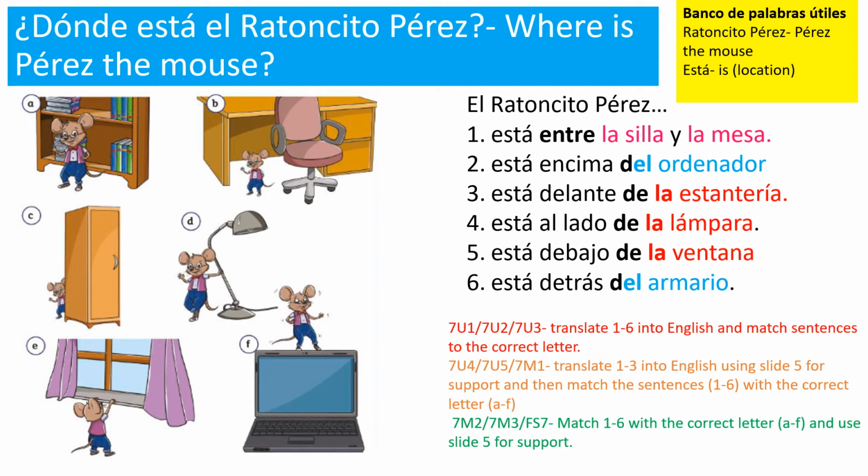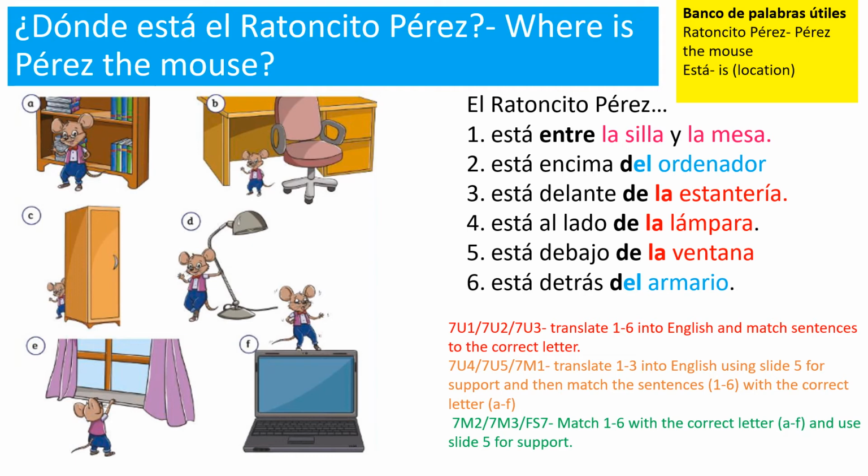7 upper 4, 7 upper 5, 7 and 1, you translate 1 to 3, using slide 5 for support, and then you can match the sentences 1 to 6 with the correct letter A to F. So for example, if you think sentence 1, you might match it up with F. By the way, that's not right, that's just an example of what I'd see in your book.